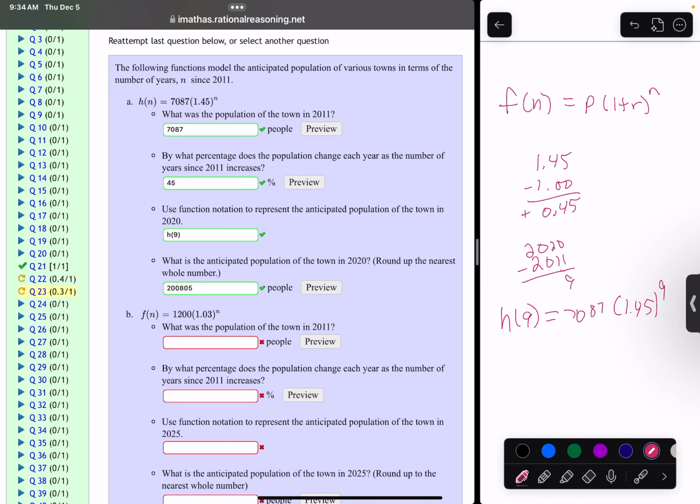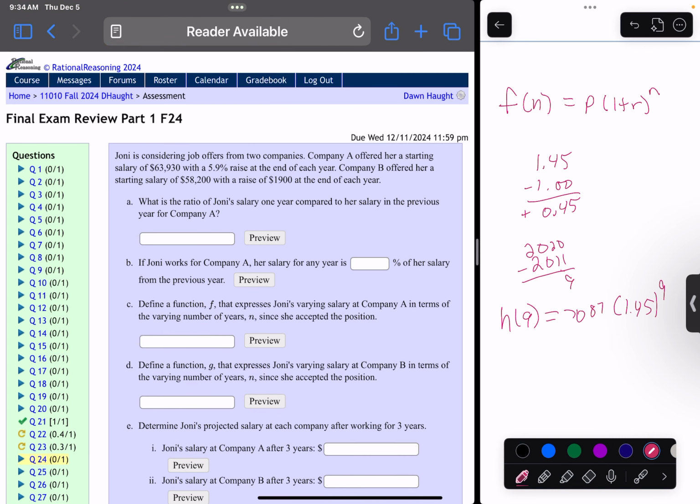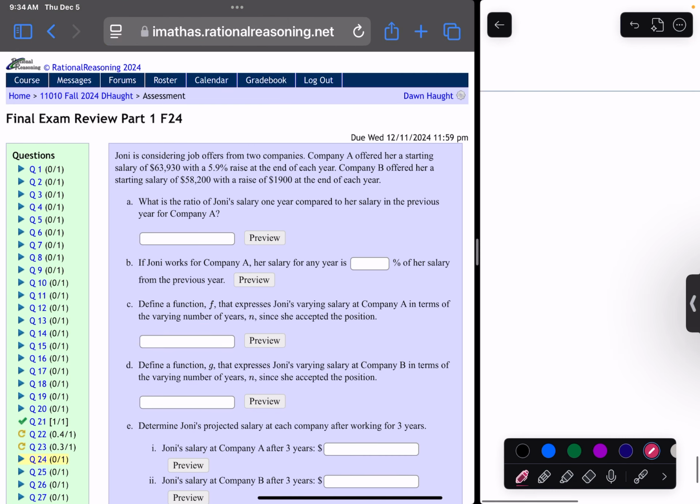Okay, now let's move on to problem 24. Now, in problem 24, it says that Joni is considering a job offer with 2 companies. Company A offered a starting salary of $63,930 with a 5.9% raise at the end of the year. Company B offered her a starting salary of $58,200 with a raise of $1,900 at the end of the year. What is the ratio of Joni's salary 1 year compared to her salary in the previous year for Company A?